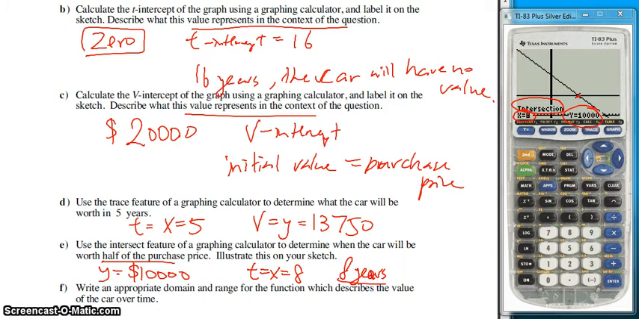Determine the appropriate domain and range for this function. The domain: if you talk about the value of the car, it only has values from the initial time to 16 years. It's continuous data, so I write x in the set of all real numbers. The range, which means the value of the car, can go from 0 to 20,000. Again, it can take on any values in between. So that's the domain and range for the context of this question.